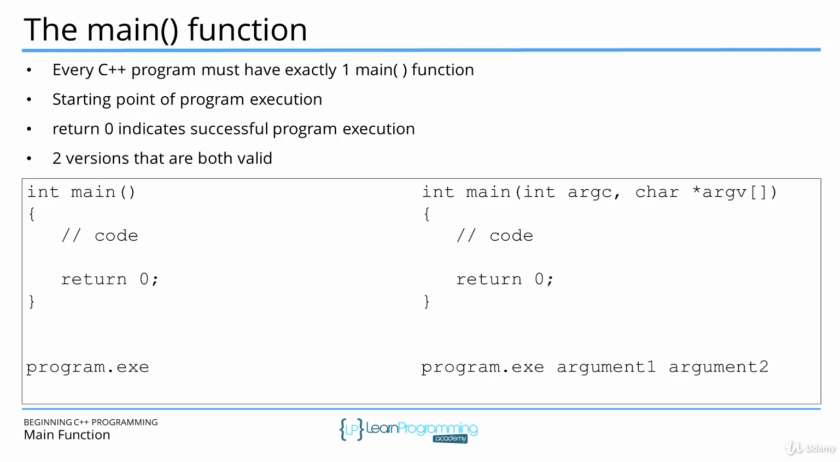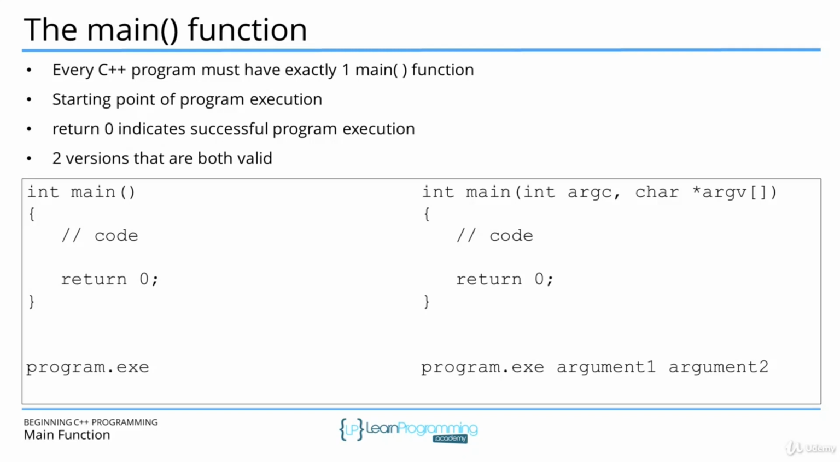There are two versions of main, and they're both valid as per the C++ specification. So far, we've only seen the version on the left, which returns an integer and has nothing between the two parentheses. This version of main expects no information from the operating system in order to run. This is the version that we'll use mostly in this course. The second version of main is the one on the right. In this version, main expects information from the operating system.